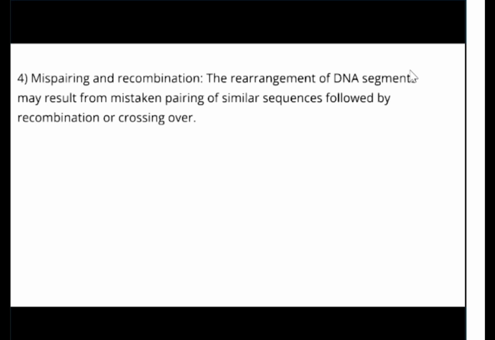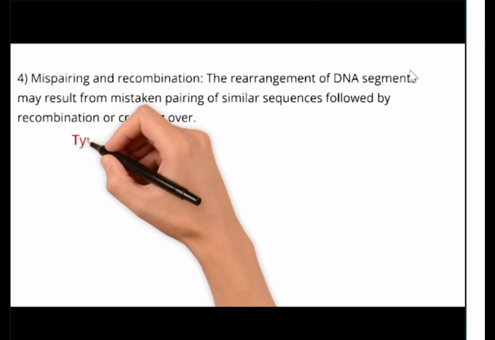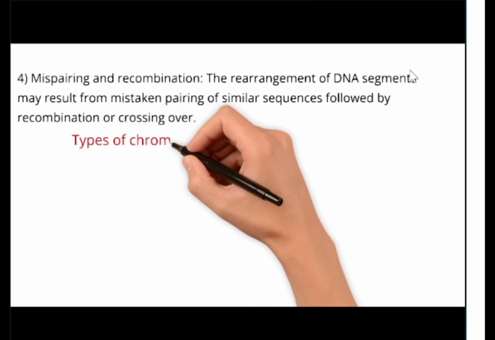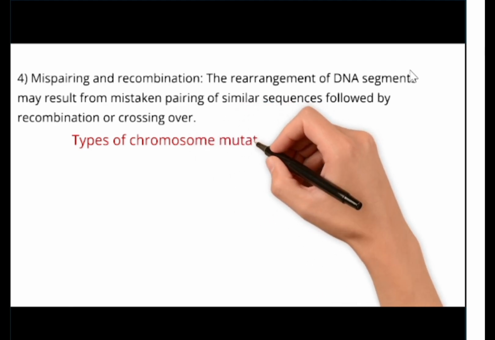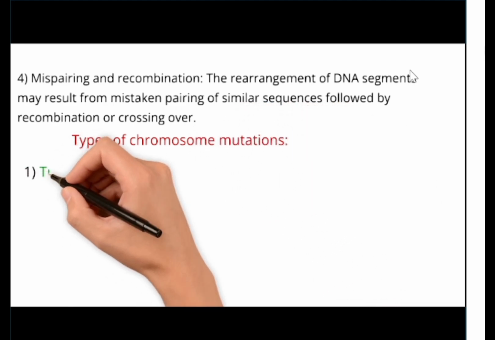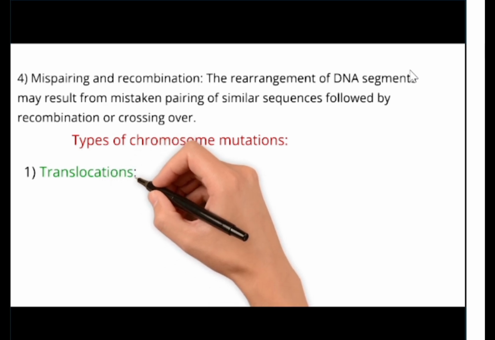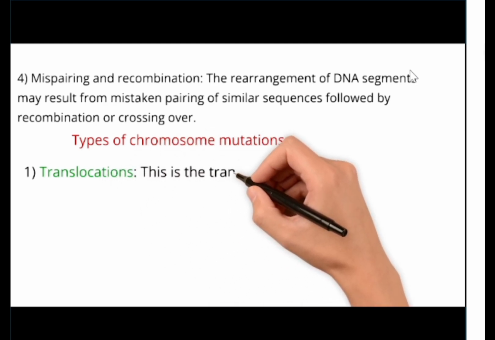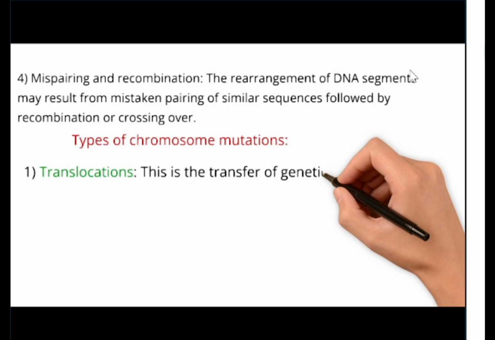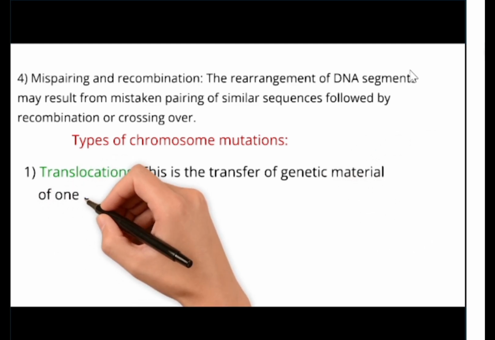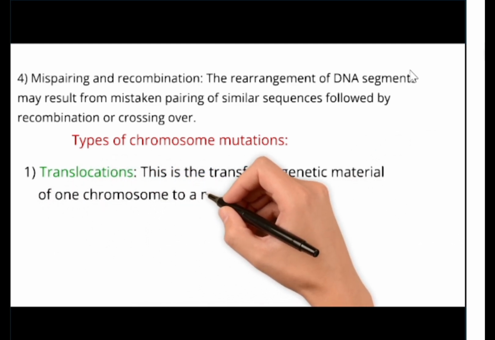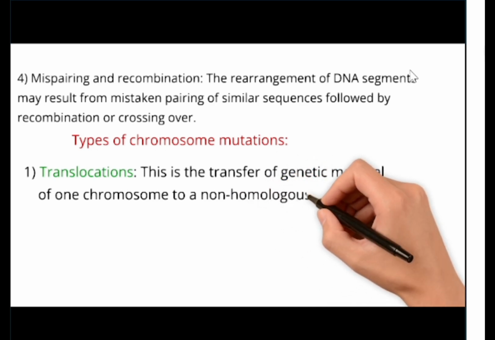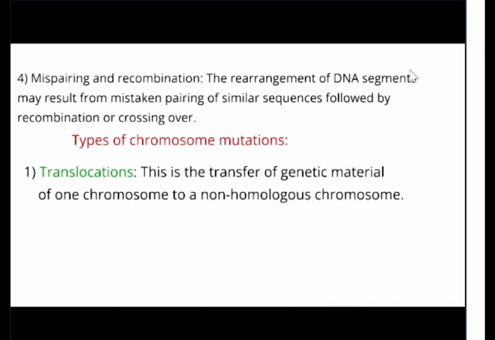All right. So let's have a look at the types of chromosome mutation. What are the types of chromosome mutation? All right. So we are going to be looking at 4 different types of chromosome mutation. The first one is translocation, which is the transfer of genetic material of one chromosome to a non-homologous chromosome. You know what genetic material is? That is DNA. So if there is a transfer of genetic material of one chromosome to a non-homologous chromosome, that is what we call a translocation.